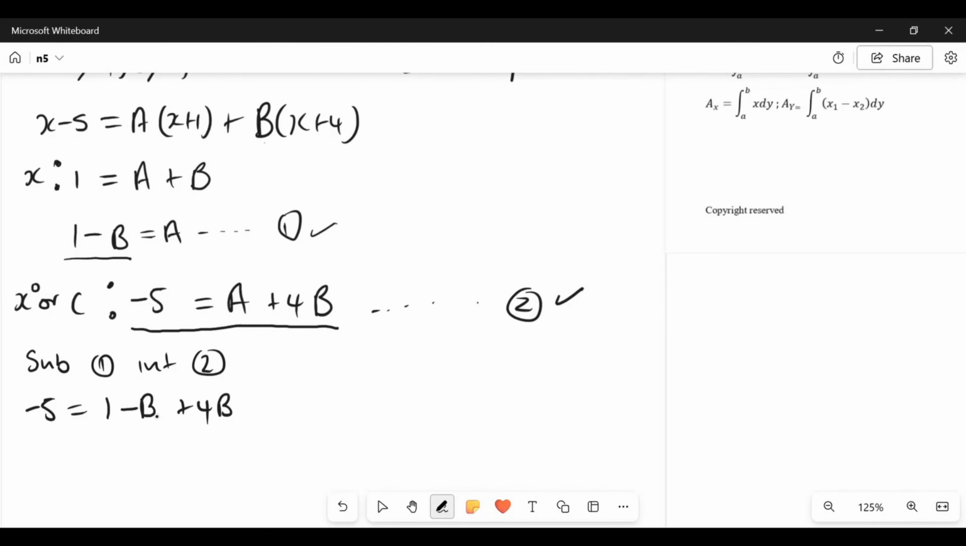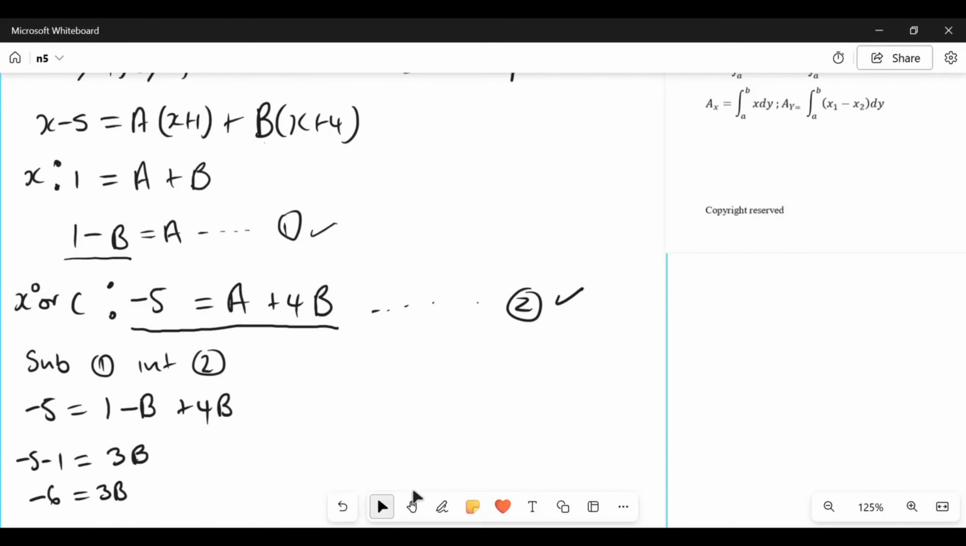And then from here, we can say negative b plus 4b. This is going to give us 3b. And then we transpose this 1 to the other side. So if we transpose this 1, this is going to be negative 5 minus 1. And then we are left with negative b plus 4b, which is going to give us 3b. Negative 5 minus 1, that's going to be negative 6, and this is equal to 3b.